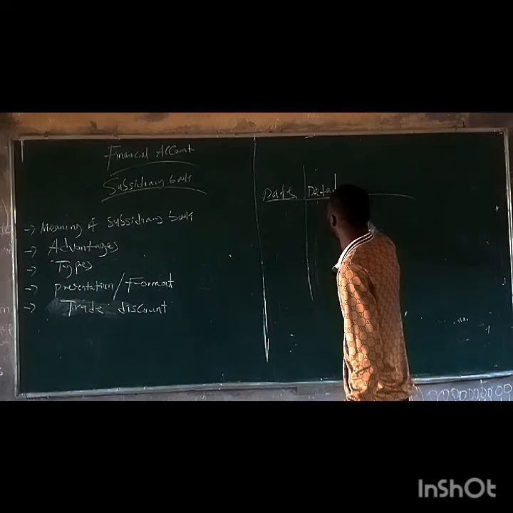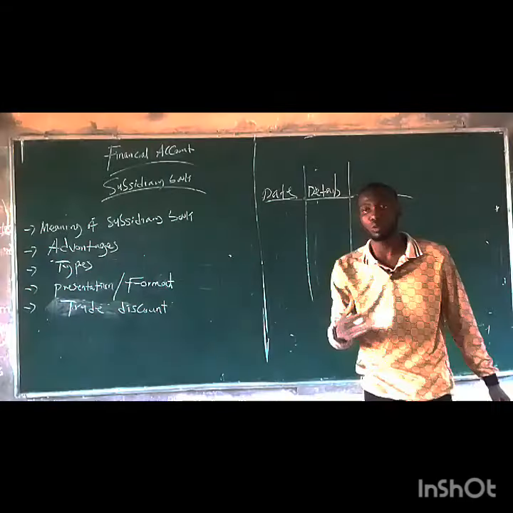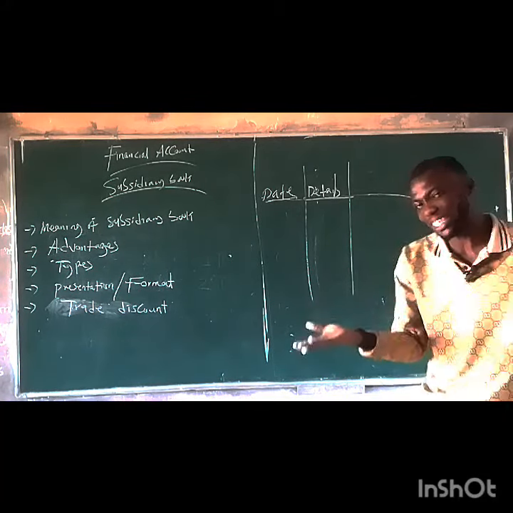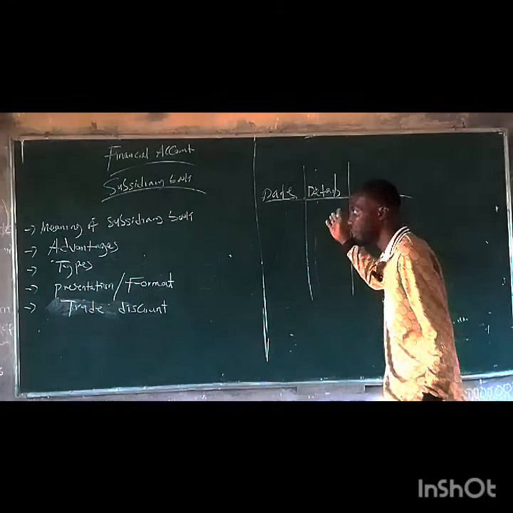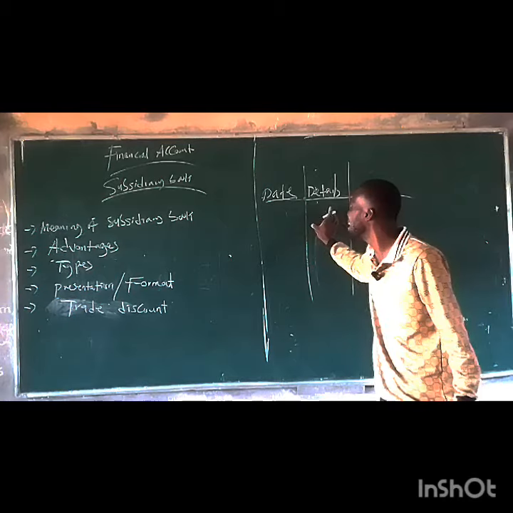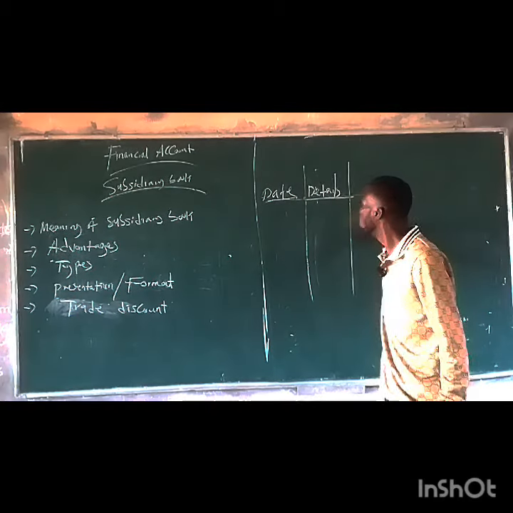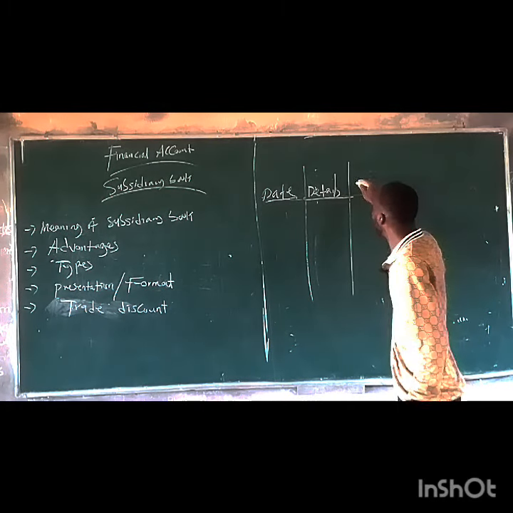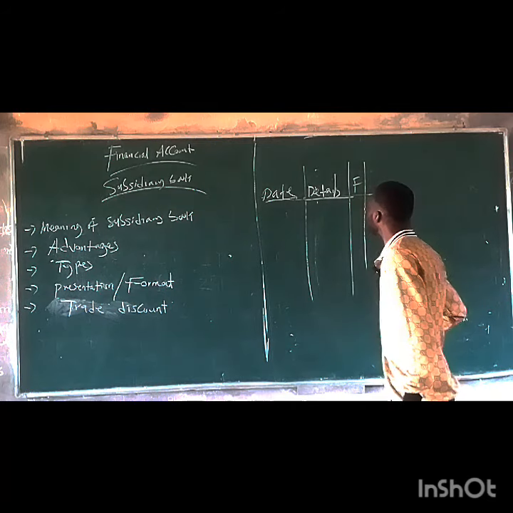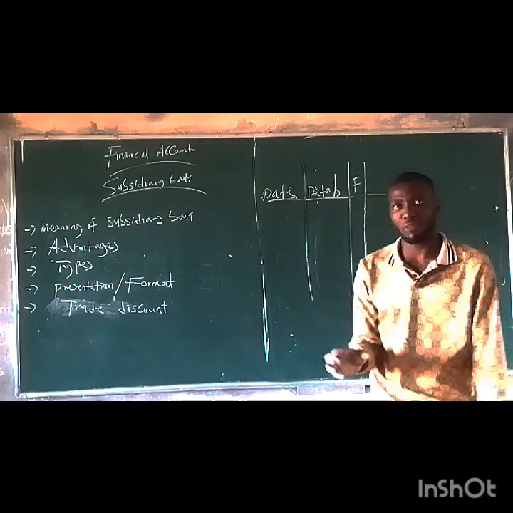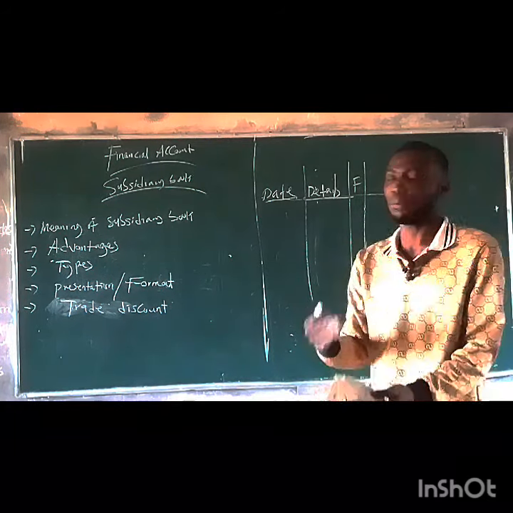Details or particulars. What we mean by the details is what the person is buying. Maybe it's 20 cartons of biscuits. You write it there, the item you are buying or the item you are selling out. That is details. Then what we have there is our folio. That is the page where the transaction is, the page of the ledger.